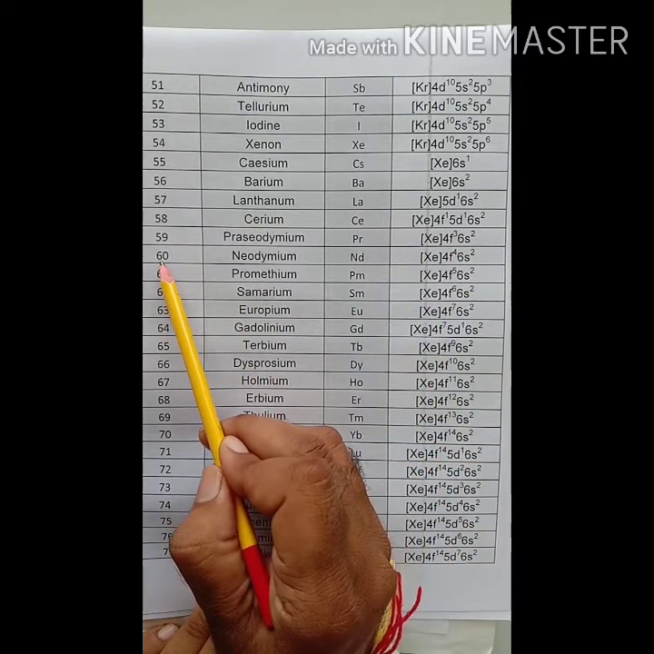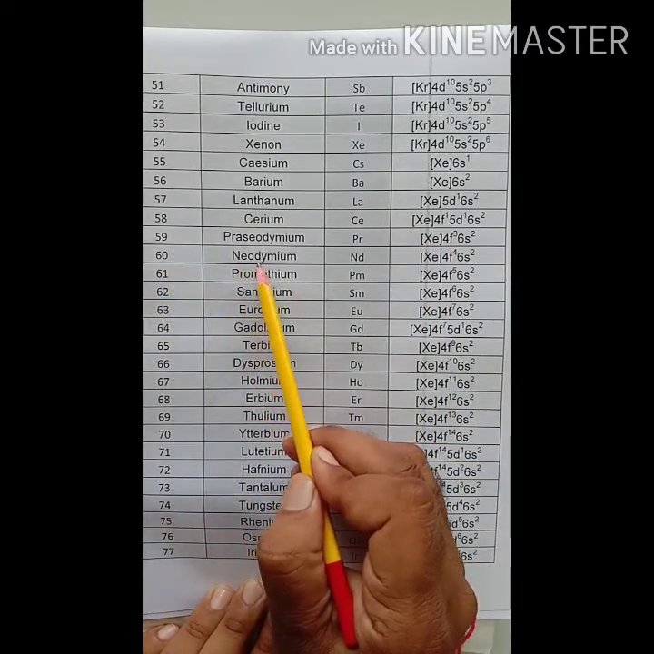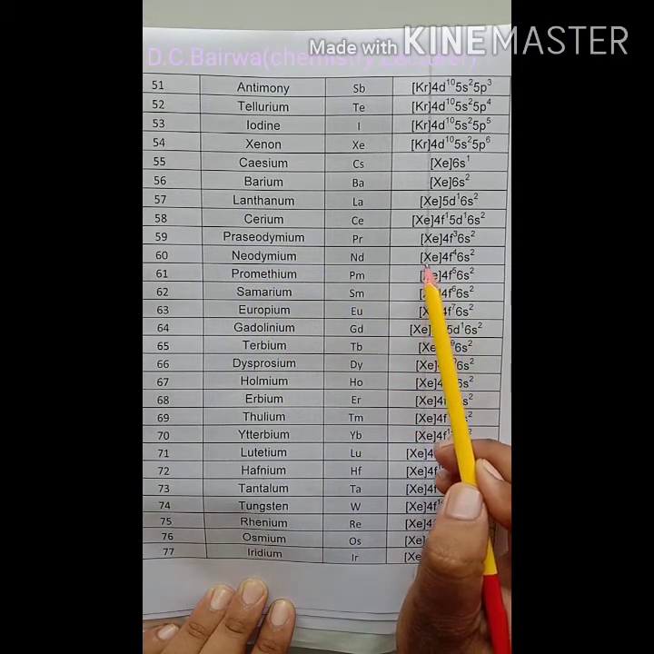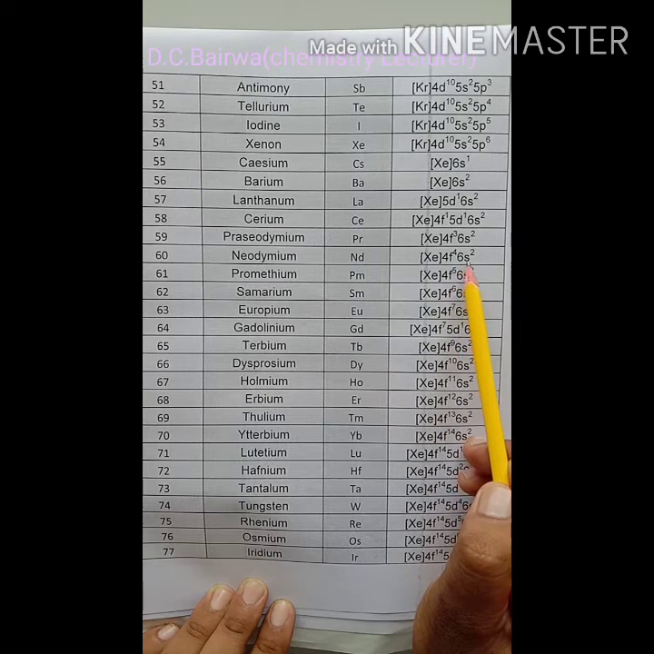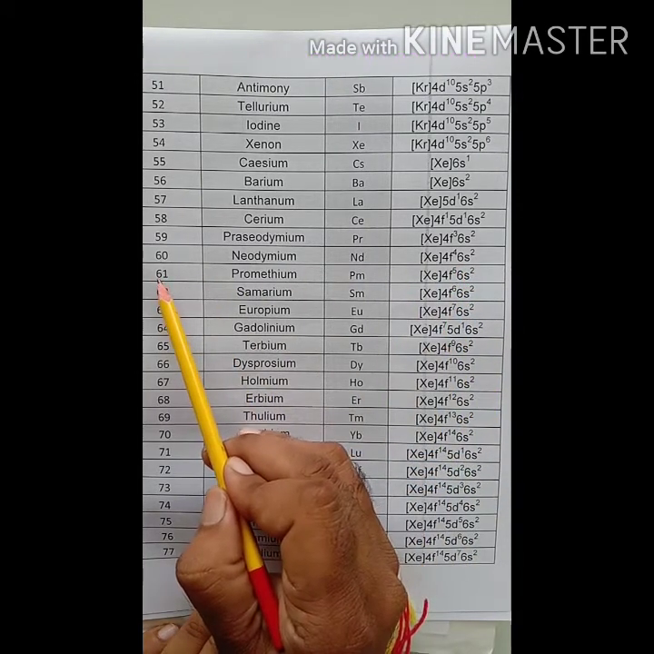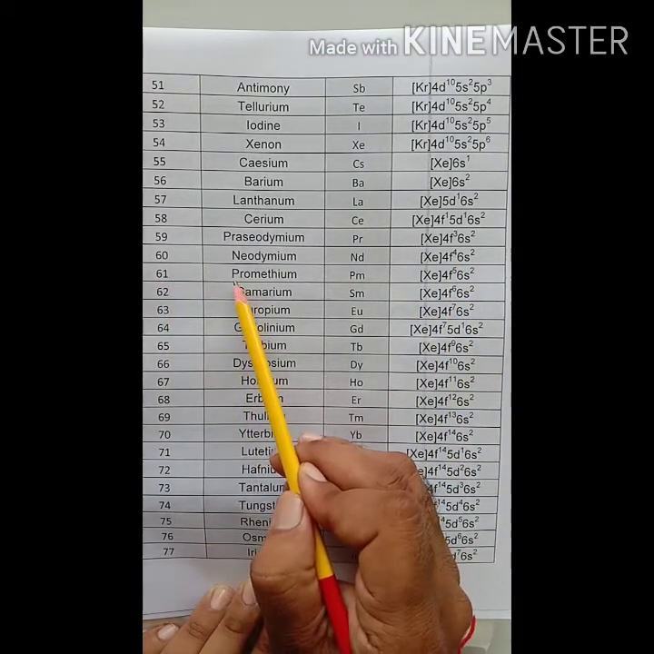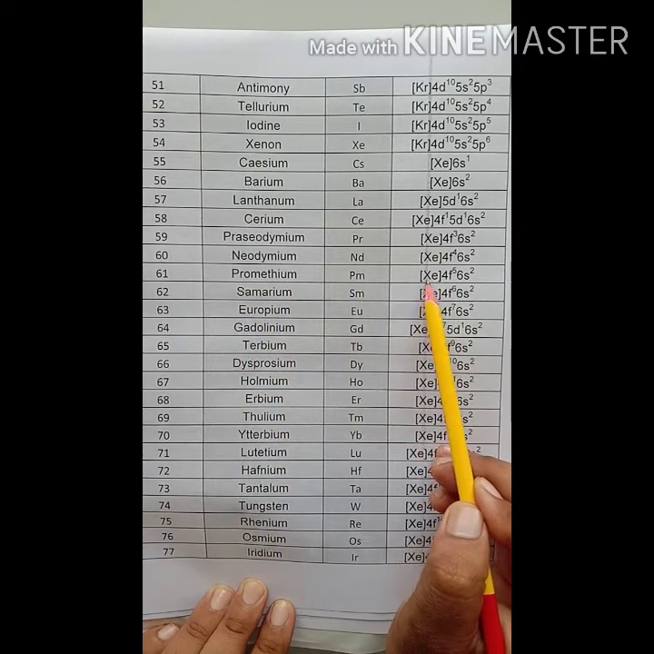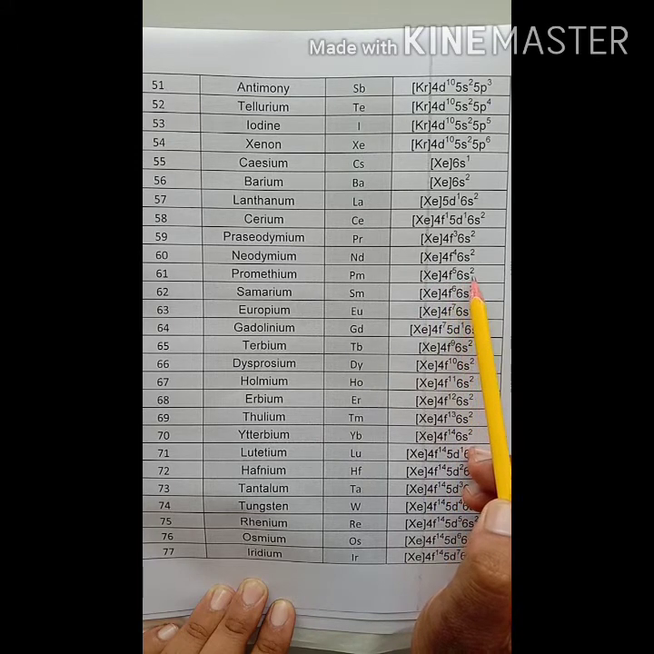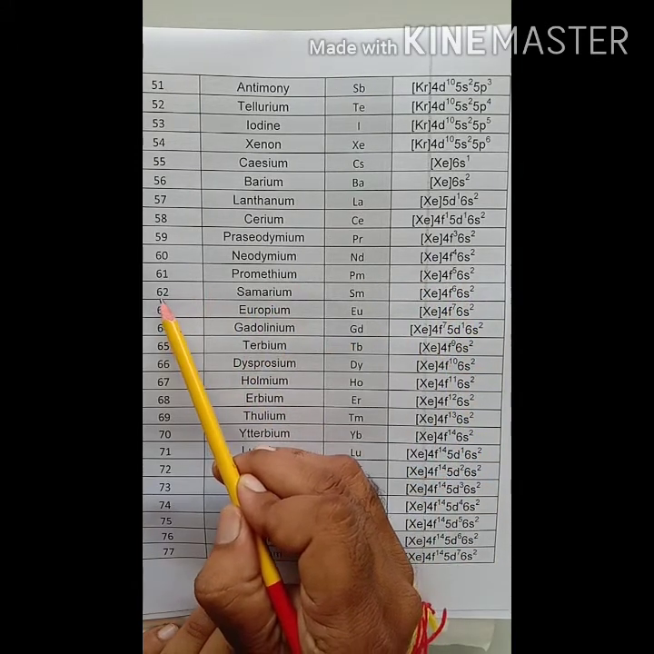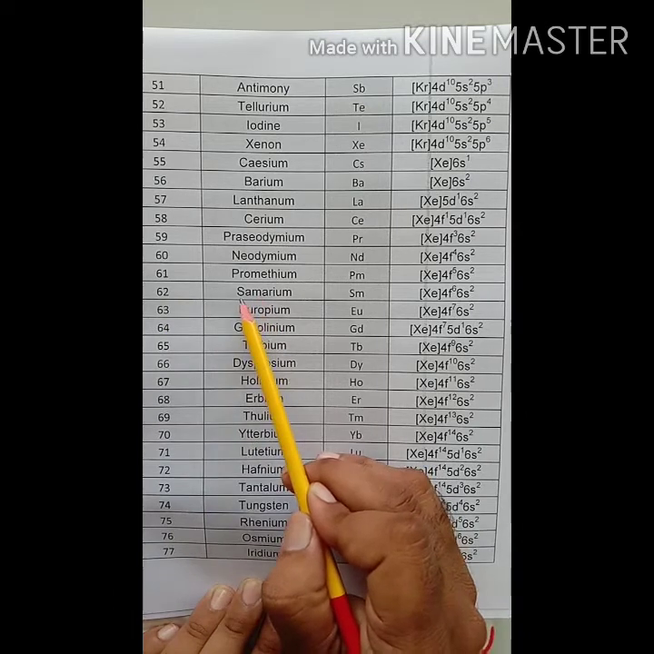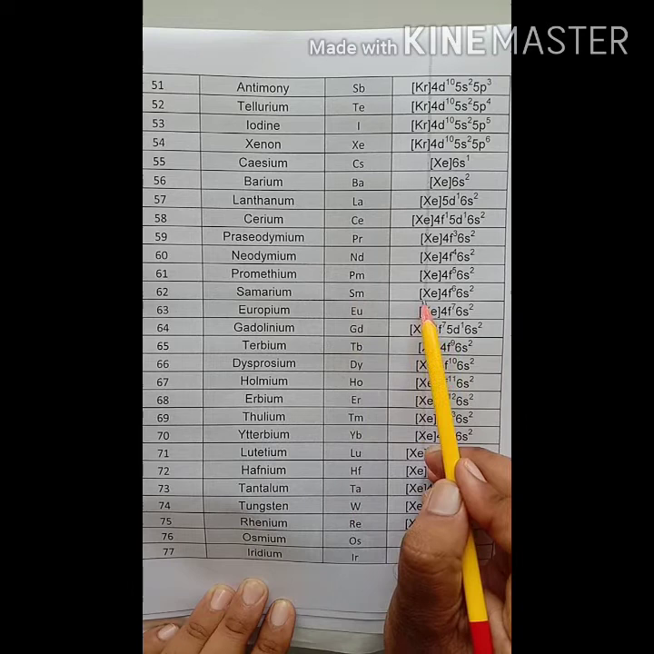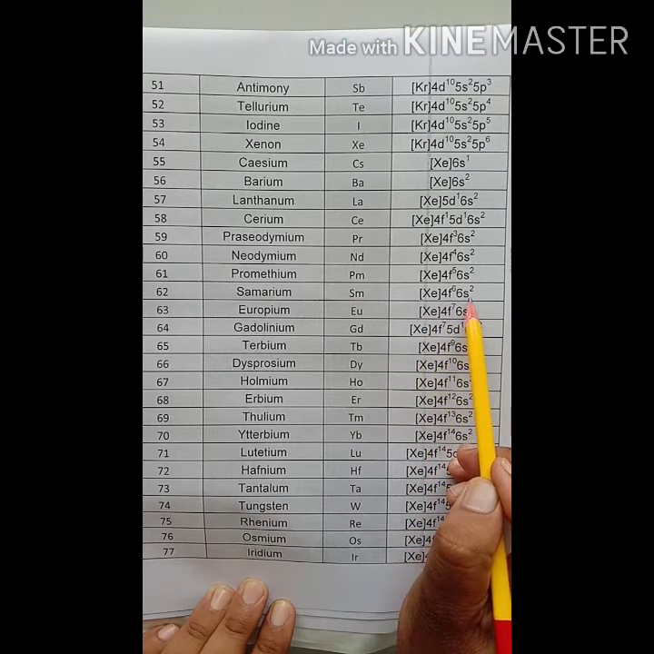The next atomic number is 60. Name of element is neodymium. Symbol is Nd. Electronic configuration is Xe 4f4 6s2. The next atomic number is 61. Name of element is promethium. Symbol is Pm. Electronic configuration is Xe 4f5 6s2. The next atomic number is 62. Name of element is samarium. Symbol is Sm. Electronic configuration is Xe 4f6 6s2.